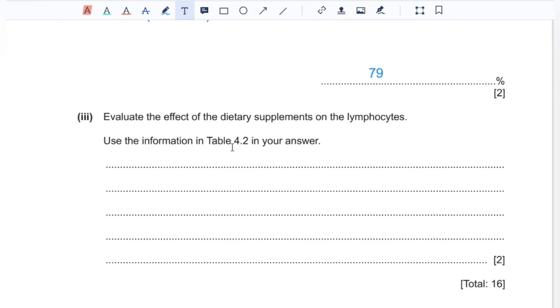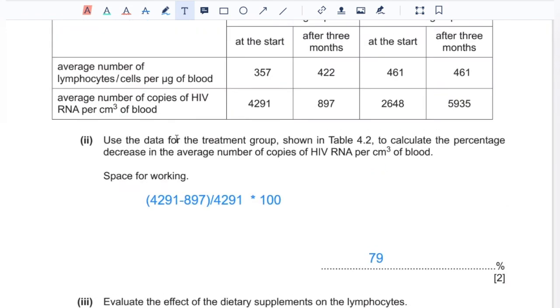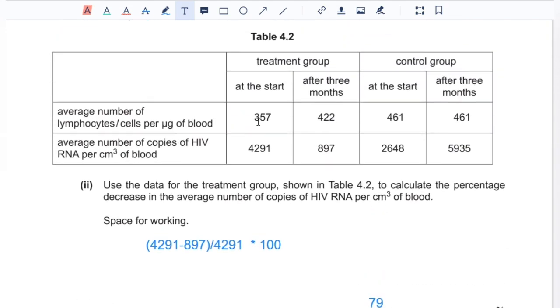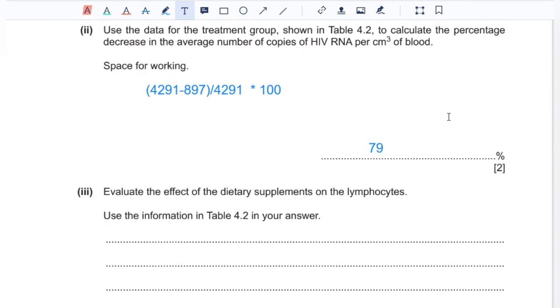To use the data as mentioned in the question, you can write the exact numbers. So you can write about how at the start of the treatment the number of lymphocytes was 357, and after 3 months it was 422 cells per microgram of blood in the treatment group, whereas it remained at the same value of 461 cells per microgram of blood in the control group.